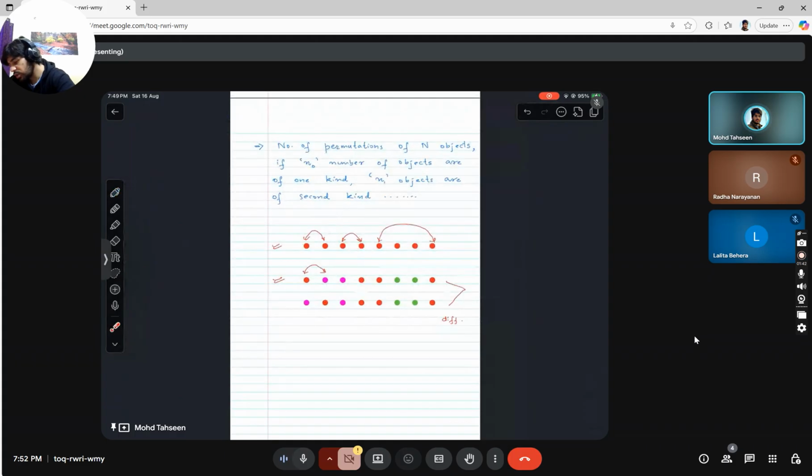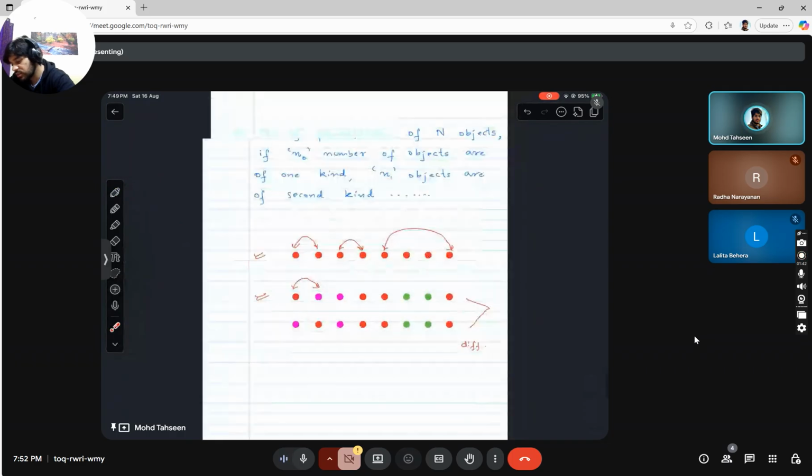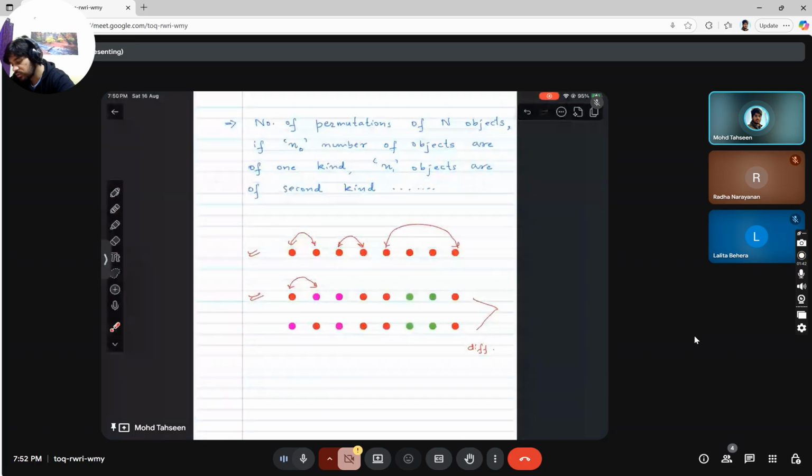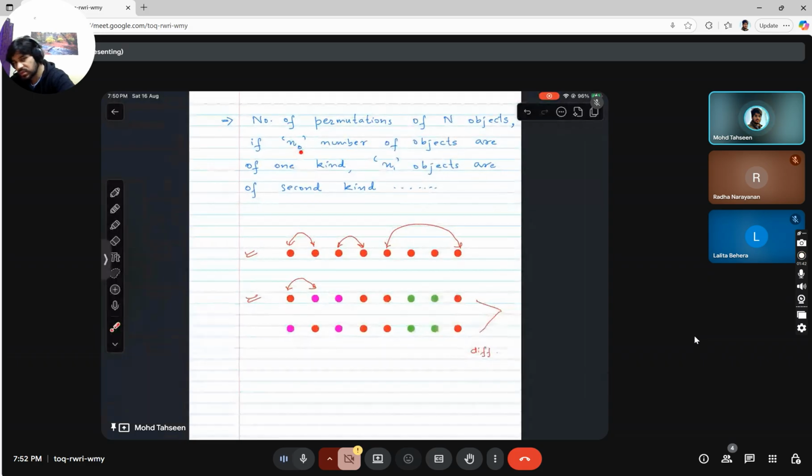So the number of permutations, if we read this statement that we wrote: the total number of permutations of n objects, n here is the total number of objects. Now in this case there are 1 2 3 4 5 6 7 8 objects, right. If n0, this is just some number, n0 objects are of the first kind, for example n0 can be pink, and n0 can be 2 because 2 objects are of one kind, and then n1 objects are of the second kind, let's say green, and n1 is also 2. So similarly, if we have such a system where the total number of objects is n, out of which n0 are of the first kind, n1 are of the second kind, and so on.